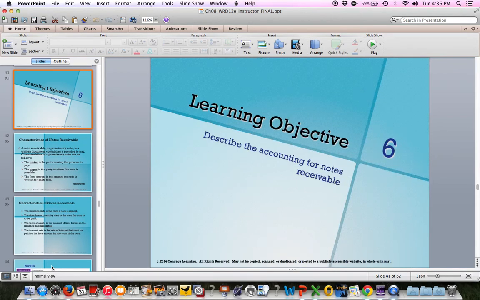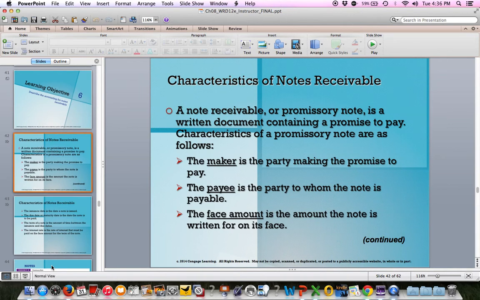Okay, the next topic deals with notes receivable. It says describe the accounting for notes receivable. So some things to think about: a note receivable is also called a promissory note. It's a formal written document containing a promise to pay. Some characteristics would include a maker, basically the party making the promise to pay. So one party is promising to pay the other, that's the maker. The payee is the party to whom the note is payable. They're going to be receiving the cash, receiving the payment. And the face amount is the amount the note is written for.